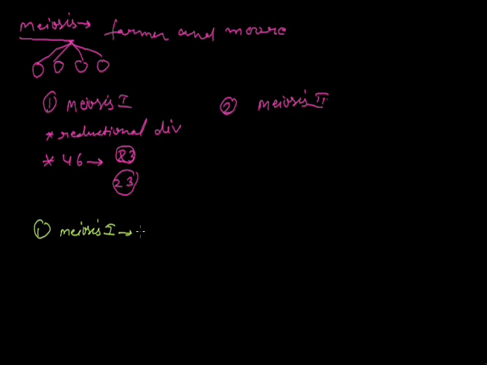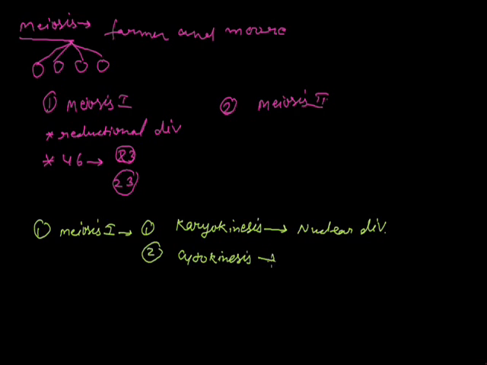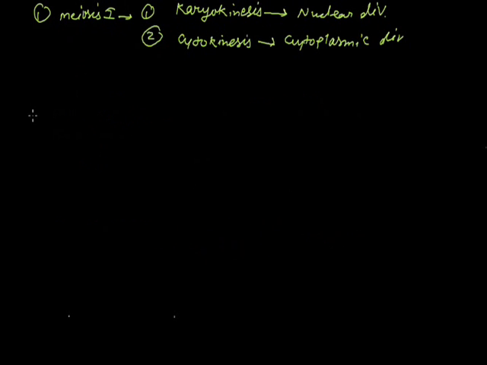As we know, the cell divides in two stages. The first stage is karyokinesis, and the second stage is cytokinesis. In karyokinesis, there will be nuclear division, and in cytokinesis, there will be cytoplasmic division. First is karyokinesis.